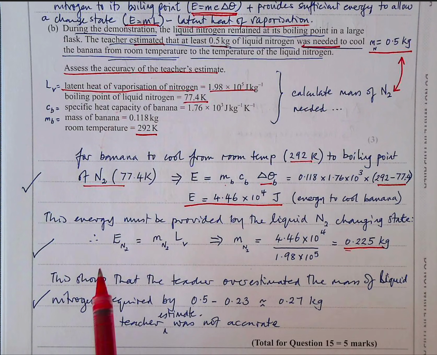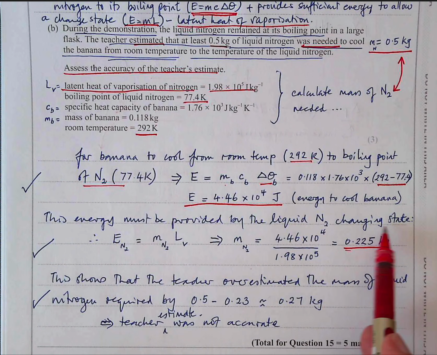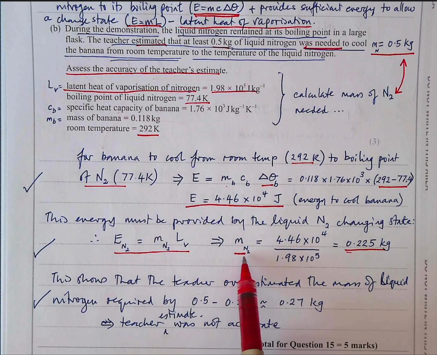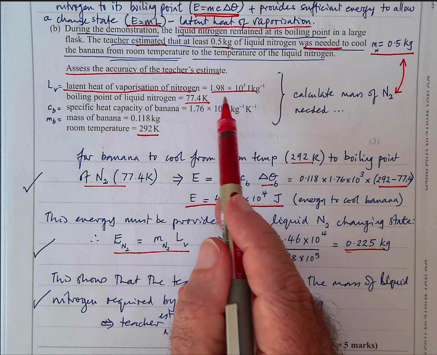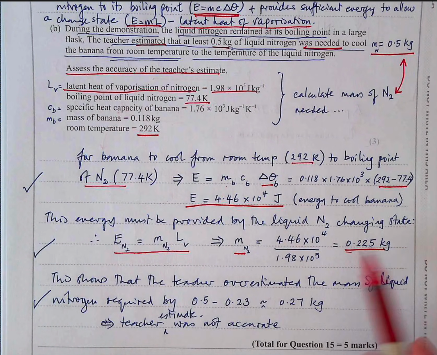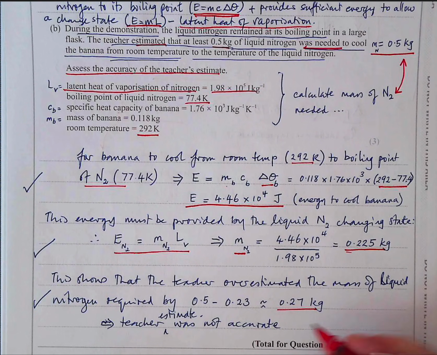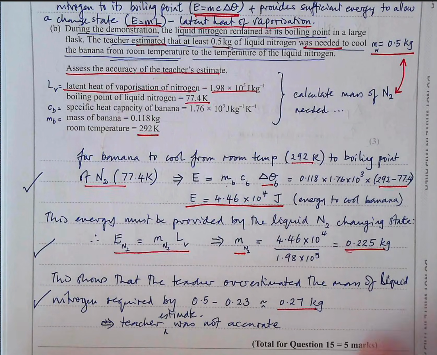So basically this is the energy we need to cool down the banana, and this is provided by the liquid nitrogen changing state. So changing state is this equation. We want to work out, in theory, how much mass of nitrogen you would need. So we're using the energy to cool the banana divided by the latent heat of vaporization of the nitrogen, and we come up with only 0.225, which is less than the 0.5 kilograms the teacher estimated. So this shows that the teacher overestimated the mass of liquid nitrogen required by 0.27 kilograms, so the teacher's estimate was not accurate. You must drive the point home to get the 3 marks. Okay, quite a lot to do for 3 marks.